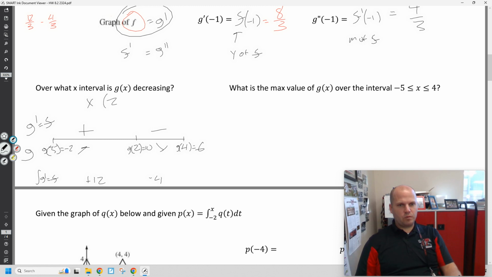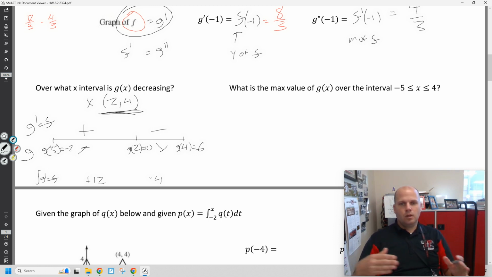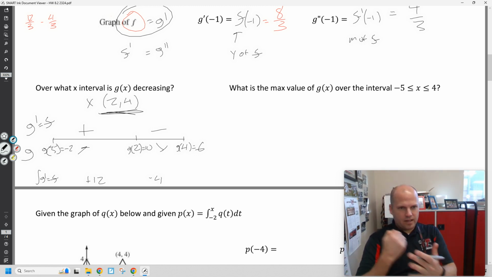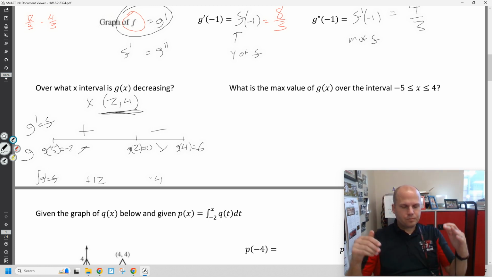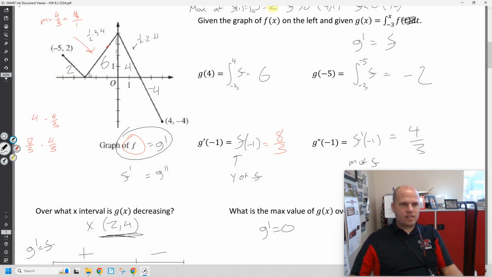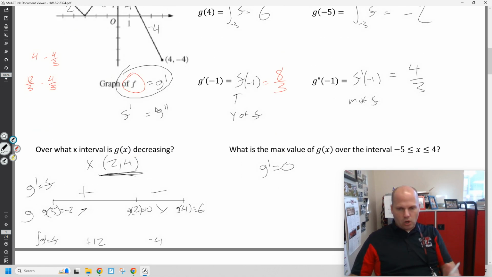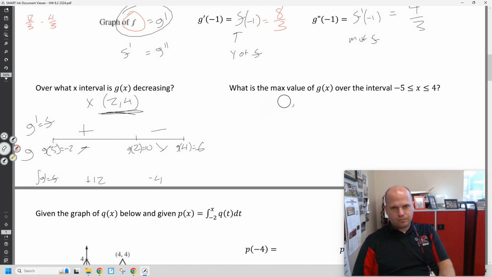Here is what we need to answer when g is decreasing. The x interval from 2 to 4. These are x's again. We're back to x's and y's instead of t's and p's. What is the max? Now here is another key. Don't look at all of your candidates. If you say g prime equals 0 or endpoints, that's a candidate right there. You know that's not going to be the max because you're going to be increasing and then increasing more. So don't say g prime equals 0.